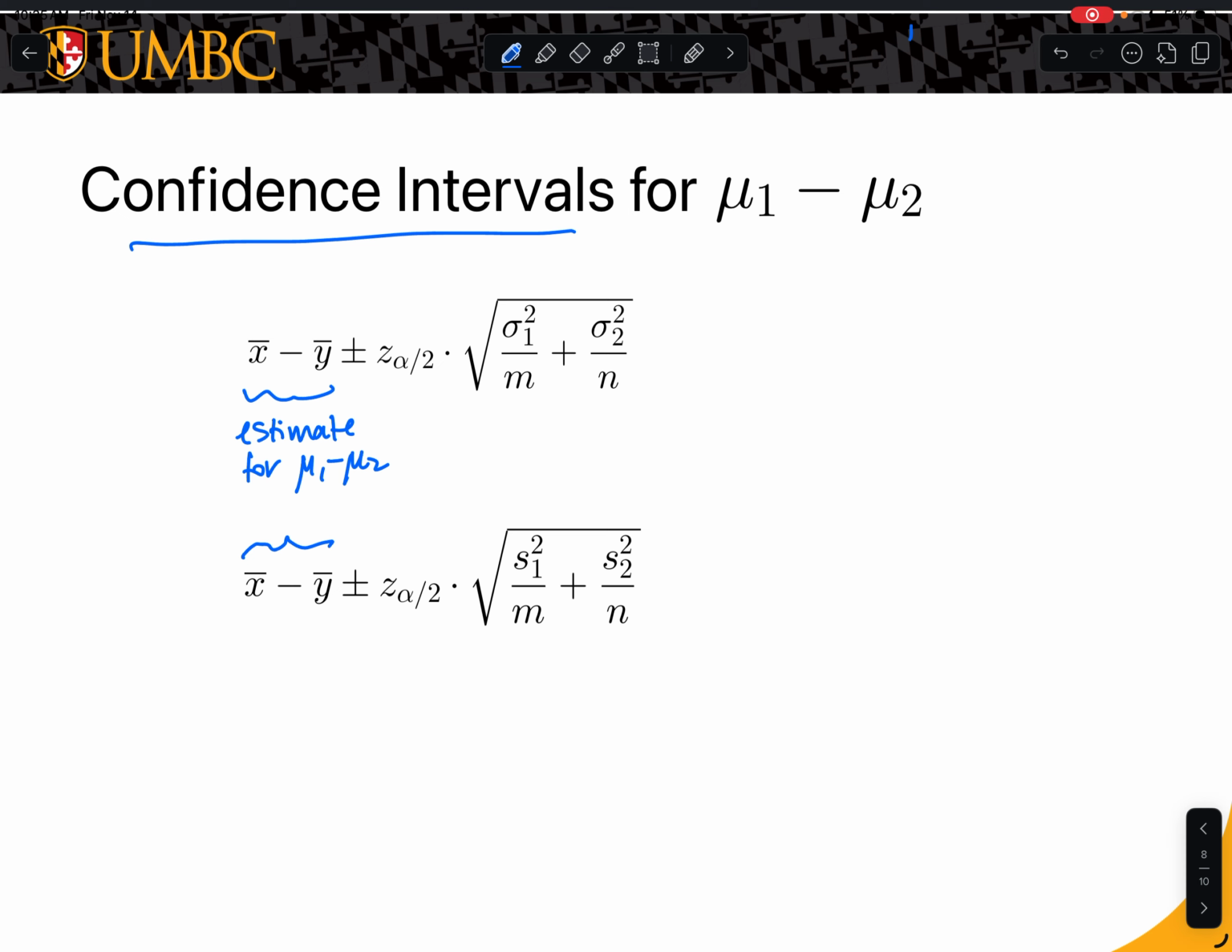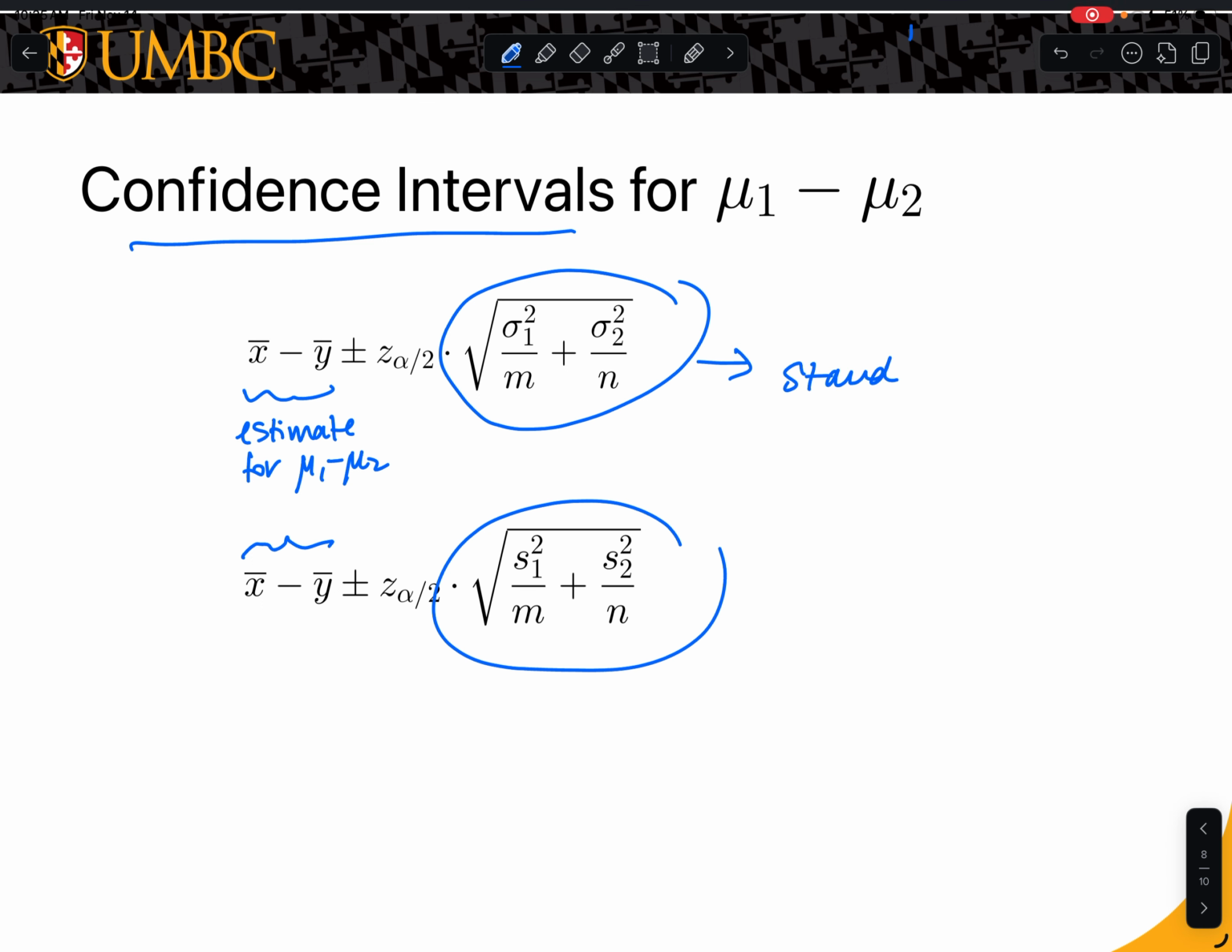And then in both of them, we have this part here, which is the standard error of our estimate, the standard error of x bar minus y bar. One is the true standard error because we know the population standard deviation. The other one is an estimated standard error. We just still call it the standard error. So that's how confidence intervals usually are structured: an estimate, and then some kind of multiplier based on the null distribution, and then a standard error or its estimate at the end.